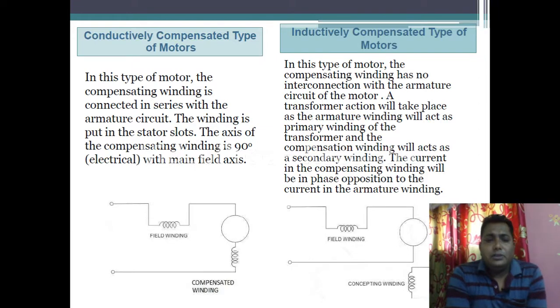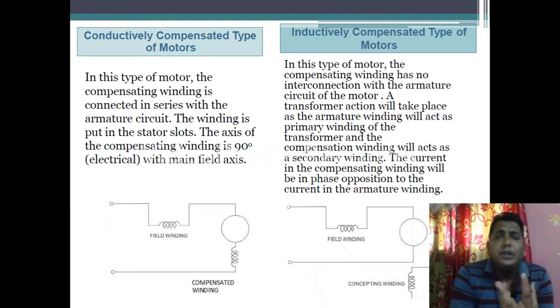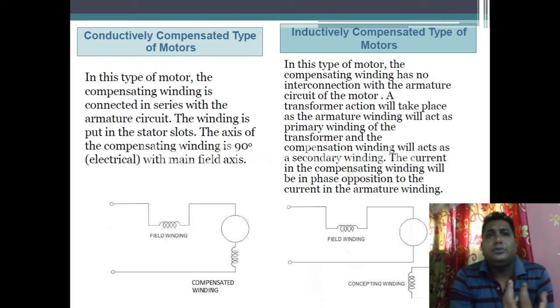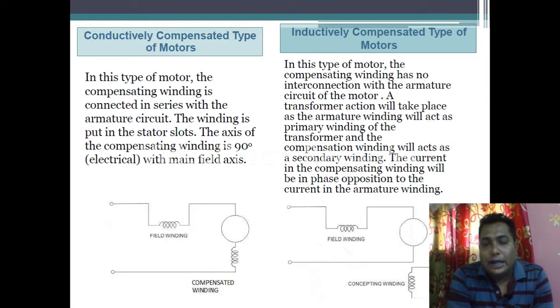And now, in the case of the inductively compensated type of motor, as the name suggests, there should be some induction. So when induction occurs, two coils or two circuits are not connected electrically, they are connected by magnetic means. So let us see what is written over here, then we are going to understand that.